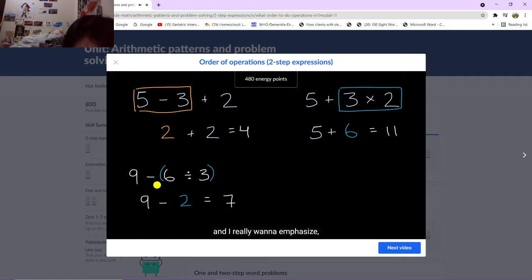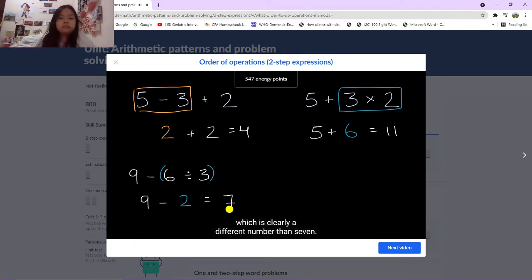And I really want to emphasize it's important that you get this idea that multiplication and division should be done before the addition or subtraction, unless you're given some other types of directions. Because if you just went left to right here, you would have said 9 minus 6 is 3, and then you would have divided that by 3, which would have given you 1, which is clearly a different number than 7. Let's do one more example just for kicks.